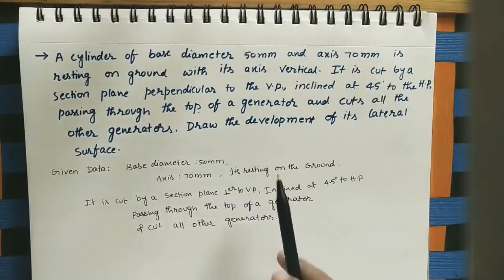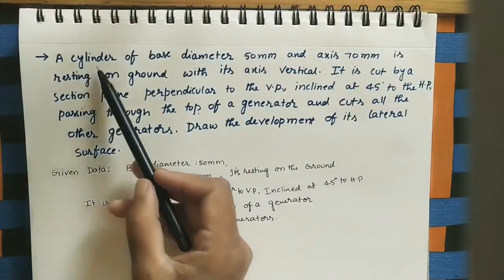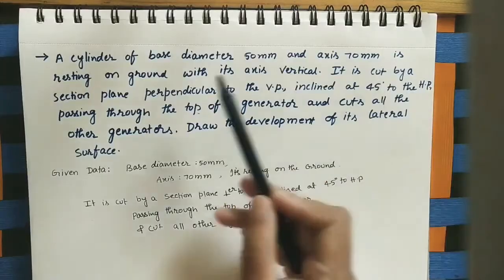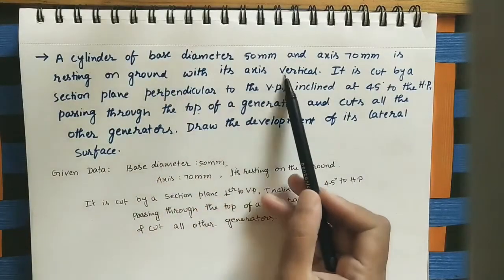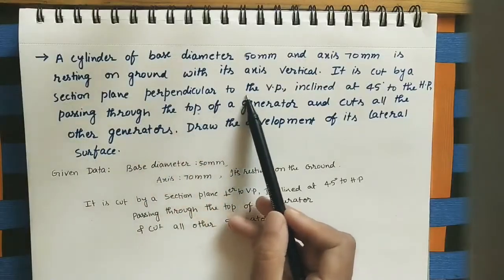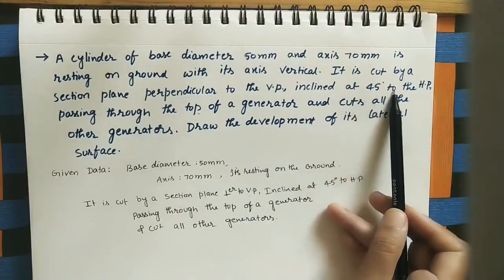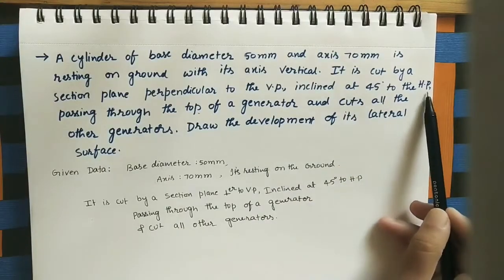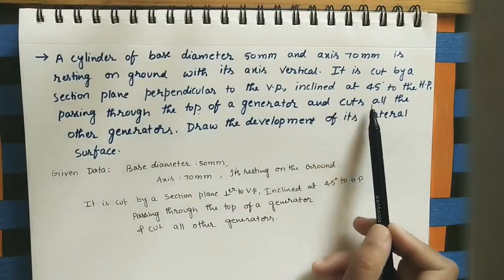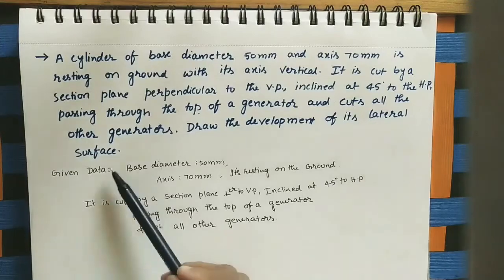Let us discuss how to do the development of the given cylinder. Here the given question is: a cylinder of base diameter 50 mm and axis 70 mm is resting on ground with its axis vertical. It is cut by a section plane perpendicular to the VP. Here VP means vertical plane. Inclined at 45 degrees to the HP, HP means horizontal plane, passing through the top of a generator and cuts all the other generators. Draw the development of its lateral surface.